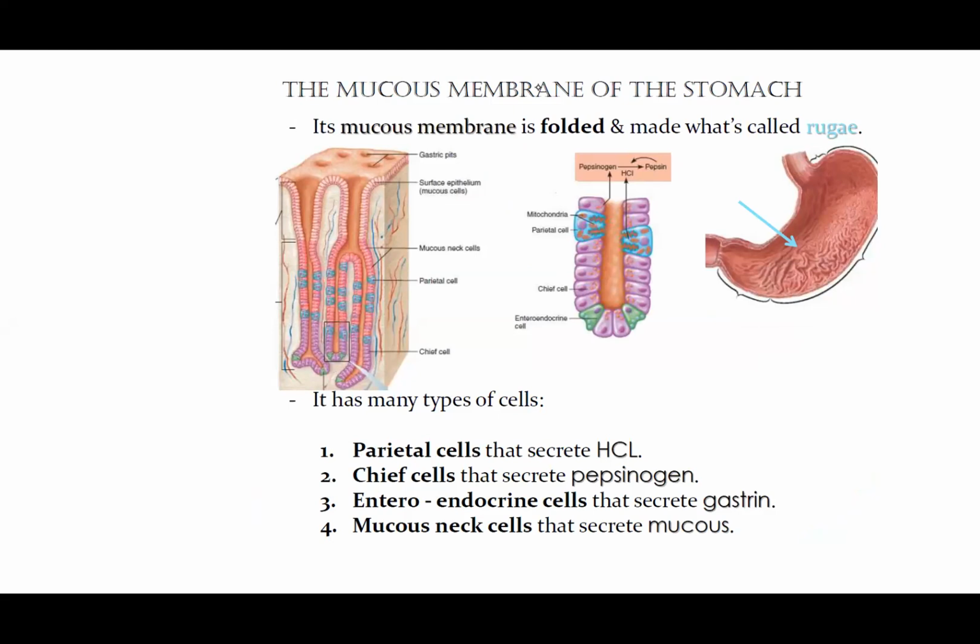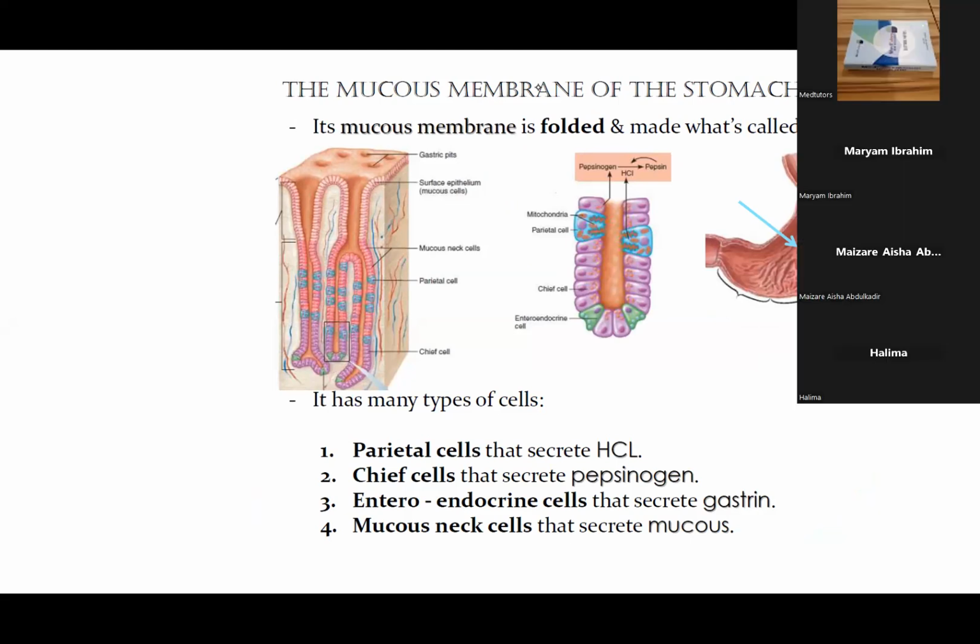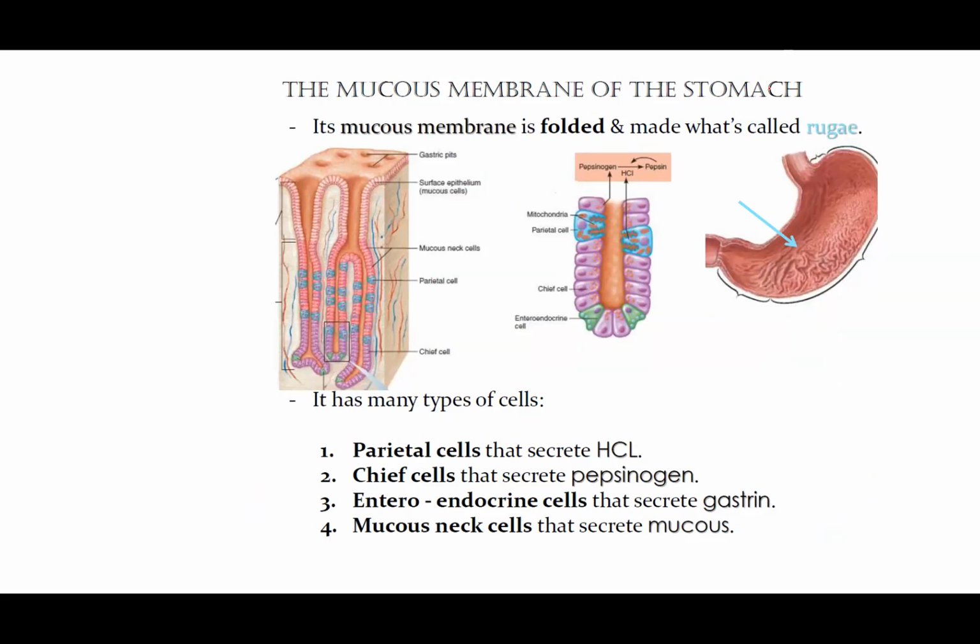Now, it is characteristic of the stomach, especially when you are doing an endoscopy, you tend to see the folds of the stomach that will tell you that, yes, you are in the stomach. It has many types of cells: the parietal cells that secrete HCl in the mucosa, okay? The chief cells of the mucosa secrete pepsinogen, and the enteroendocrine cells secrete gastrin, okay? Then the mucous neck cells secrete mucus.